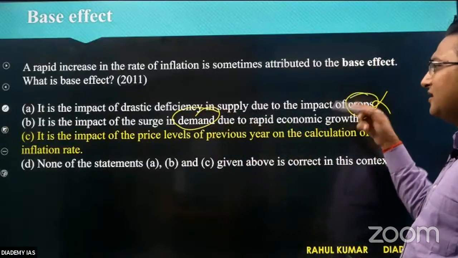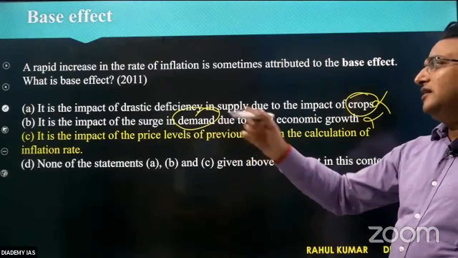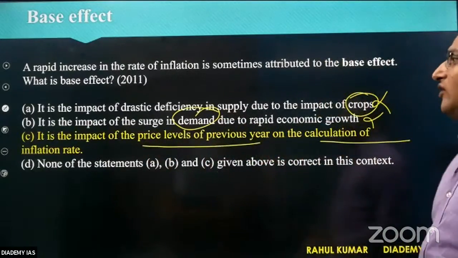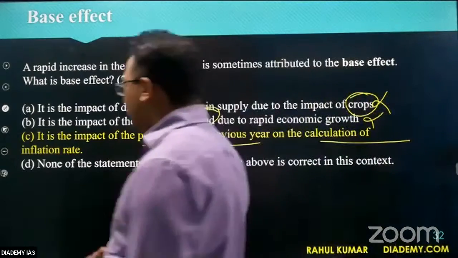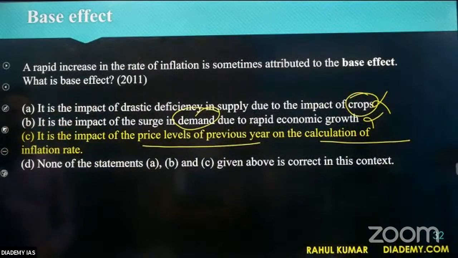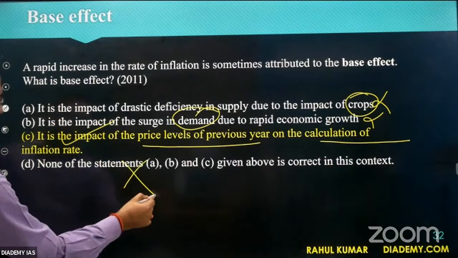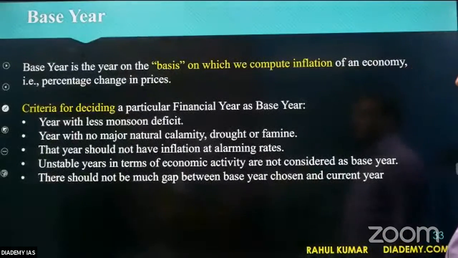Crop, demand, nothing. See, number three, it is the impact of the price level of the previous year on the calculation of the inflation rate. This we have already discussed. This is true. Option D, none of the statements A, B and C, so this is not true. So the answer is option C. Okay. So if you understand the concept, then you can give the answer very easily.